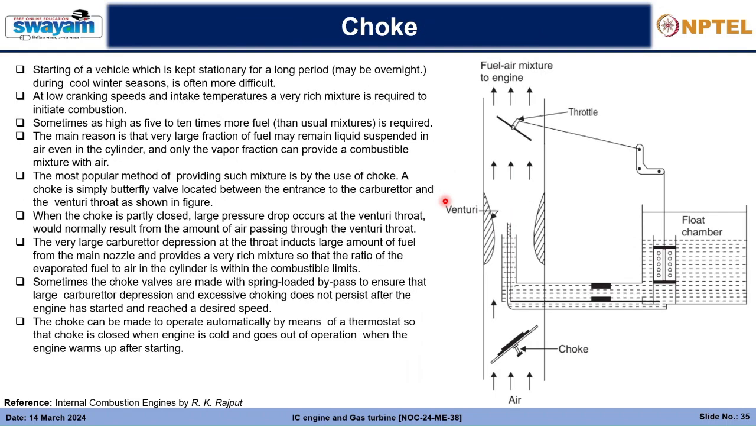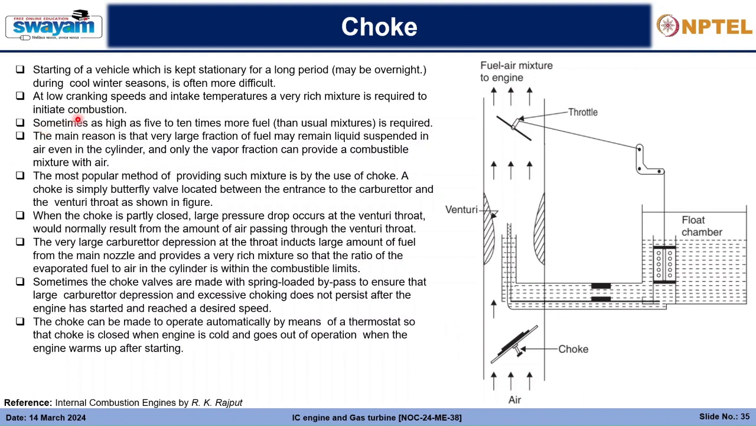Next is the last system, that is a choke. So choke is basically a butterfly valve which is present at the entry of the whole carburetor, through which the air enters, and the purposes may be such as starting of a vehicle which is kept stationary for a long time, maybe overnight, during cold winter seasons, is often very difficult. So at low cranking speeds and intake temperatures, a very rich mixture is required to initiate the combustion.